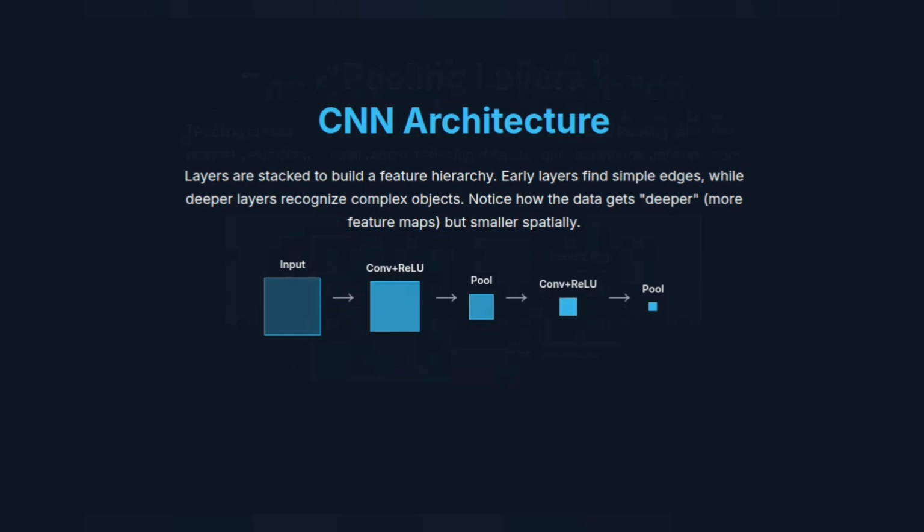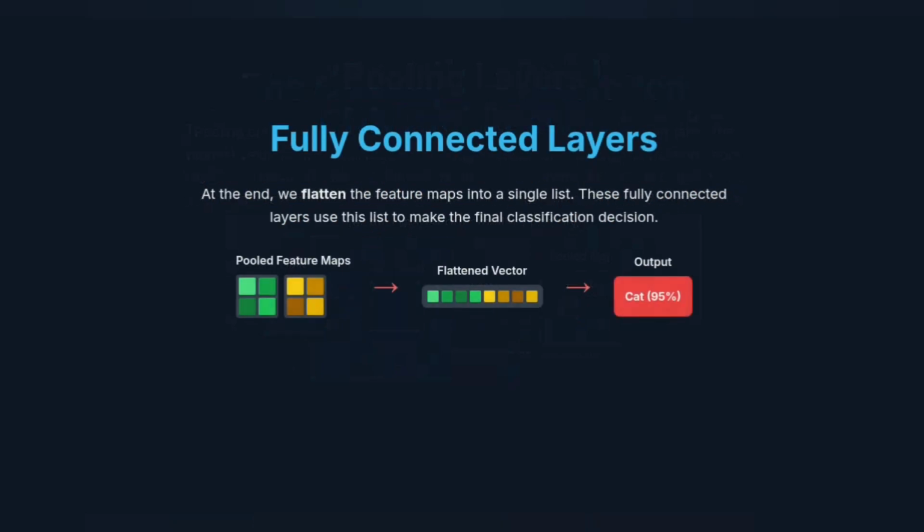VGG showed us deeper is better, and ResNet solved the problem of training very deep networks. At the end of our CNN, we have fully connected layers. These are like traditional neural network layers. But first, we need to flatten all our feature maps into a single vector. Think of it like taking all the detected features and creating a list of them. The fully connected layers then use this list to make the final classification decision.